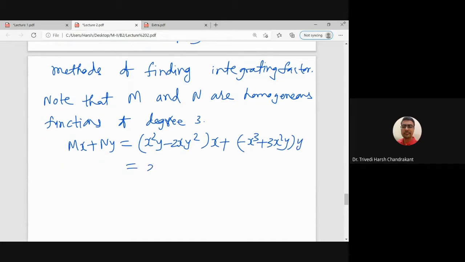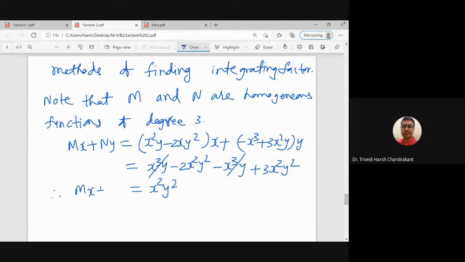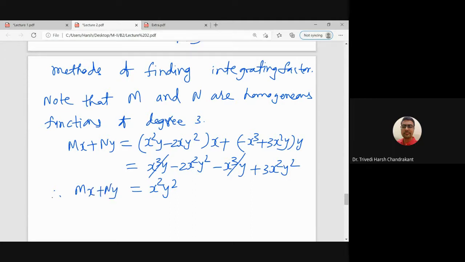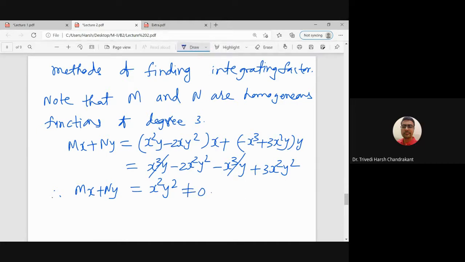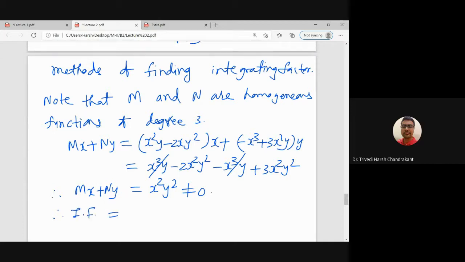This quantity is x cube y minus 2x square y square minus x cube y plus 3x square y square. So these two terms will cancel out. Finally, we get x square y square. So mx plus ny is x square y square, which is not identically zero. That means the integrating factor is its inverse, 1 upon mx plus ny, which is equal to 1 upon x square y square.